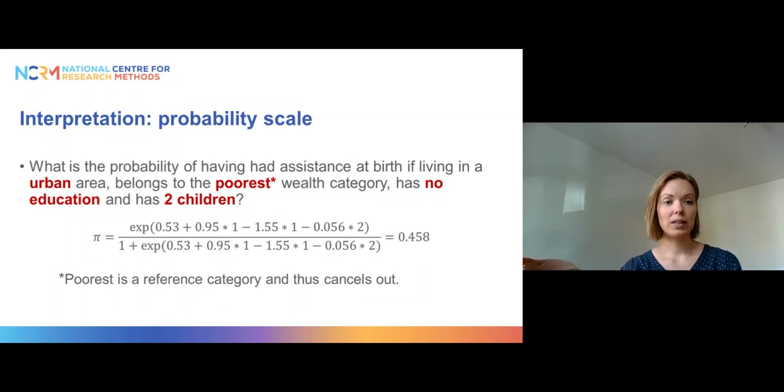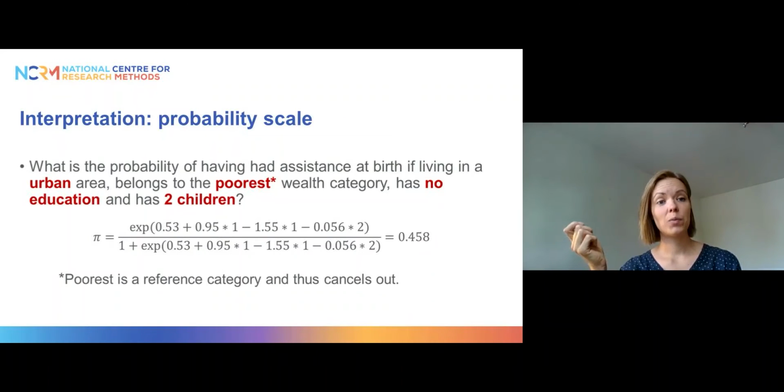So when we plug these into the equation, first we start with the constant, which in our case is 0.53. Then we plug in the value for living in an urban area, 0.95. Because that is a categorical variable, we multiply that by 1. Then we plug in the value for having no education, minus 1.55. Again, that is a categorical dummy variable, so everything is zeros and ones. So this is 1, we multiply by 1.